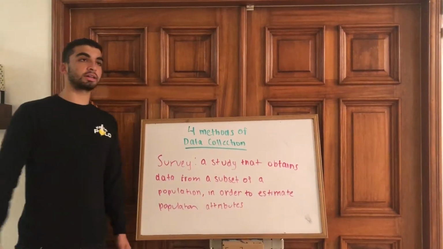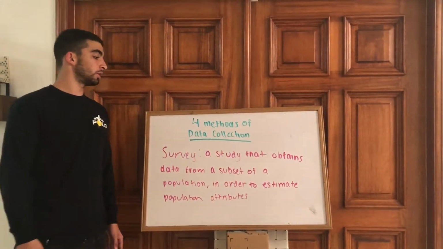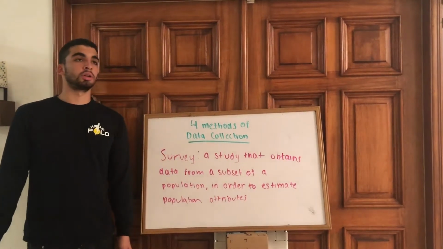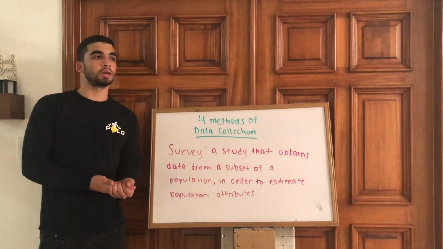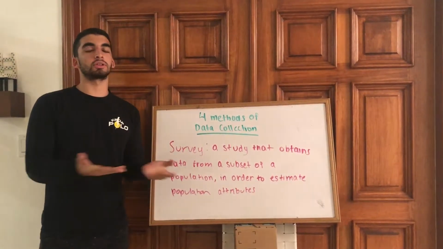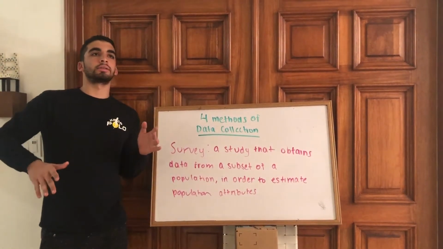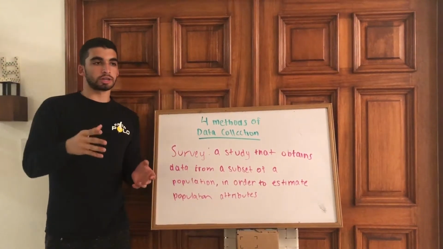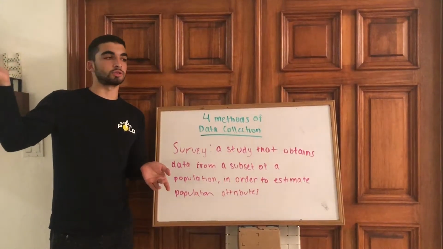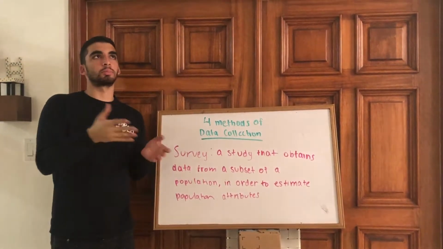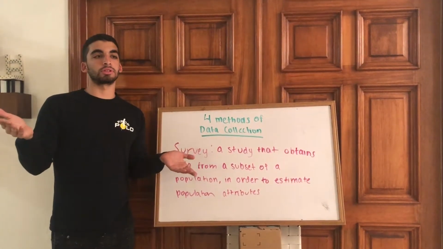Our next method of data collection is a survey, which is a study that obtains data from a subset of a population in order to estimate population attributes. One of the key things you need in a survey is a representative sample of the population, because you're not going to give a survey to the whole population, you're going to give it to a certain sample. Let's say you have a population that varies in age groups. You don't want to gather data from just one age group, because then it's not going to represent the rest of the age groups. So you want an amount that's close to proportional to the amount in the actual population for it to be accurate.